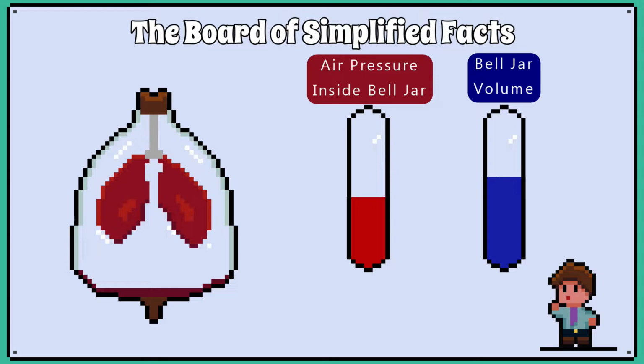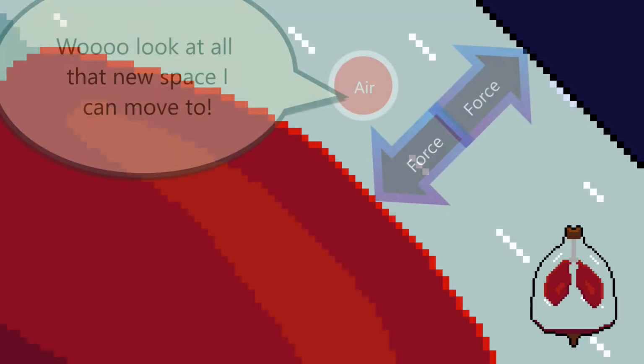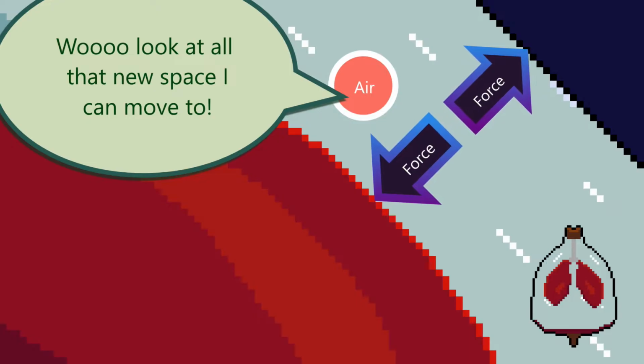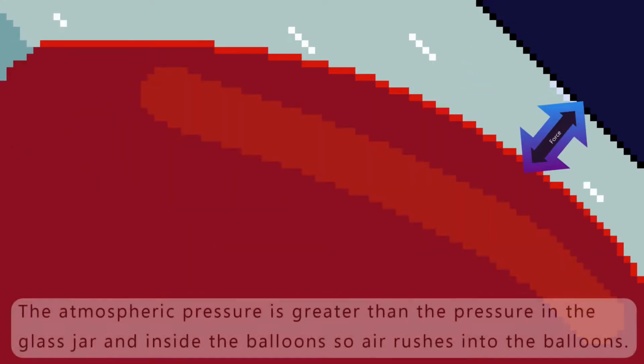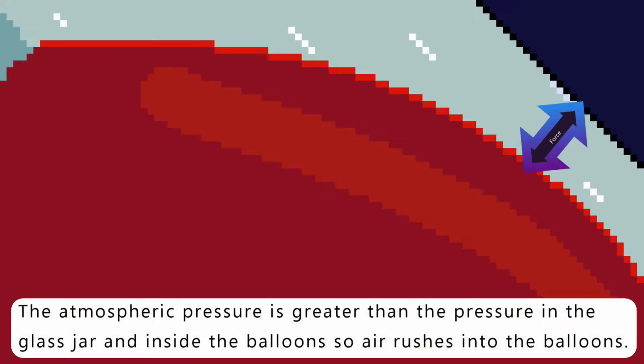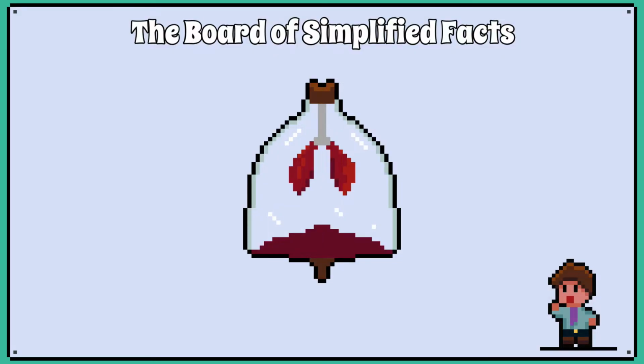When we pull down on the rubber sheet, mimicking the diaphragm contracting and flattening, we increase the volume of the bell jar cavity and decrease the pressure. The air particles have more space to move around, so they exert less force on the outside of the balloons. The atmospheric pressure is greater than the pressure in the glass jar and inside the balloons, so air rushes into the balloons. The limitations of the model are as follows.